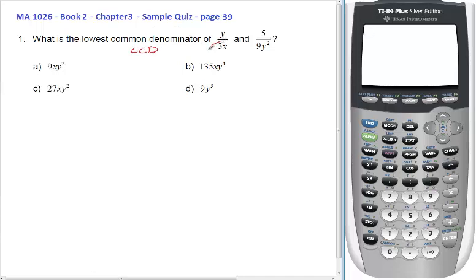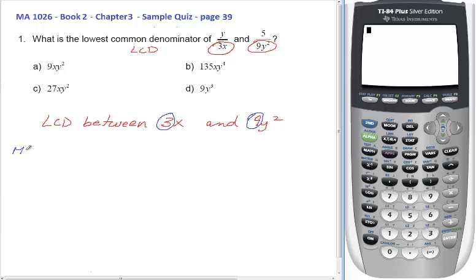So we only need to look at the denominators. Don't care about the numerators, nothing here simplifies. So what's the lowest common denominator between 3x and 9y squared? There's several ways you can look at it, but remember you need a number. If you do the numbers first, you do like numbers normally. So what's the LCD between 3 and 9? And what's the lowest common multiple between 3 and 9?